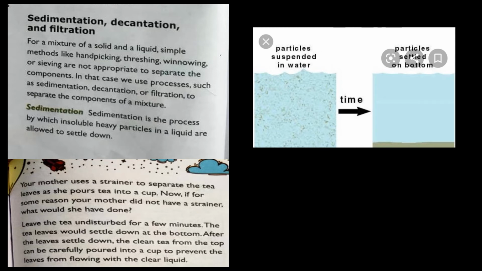After that, what we are going to do is keep it in a bottle or anywhere in a calm place where no one is going to disturb it. That is very, very important. If you disturb it, it will again mix up with the water. Just keep it in a place where no one is going to disturb it, and slowly it will settle down. So this process is known as sedimentation.